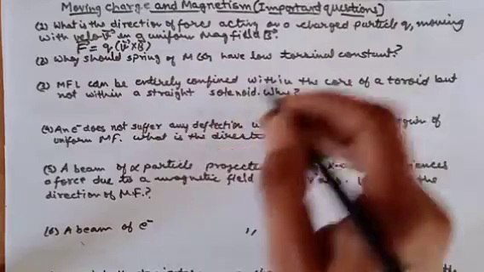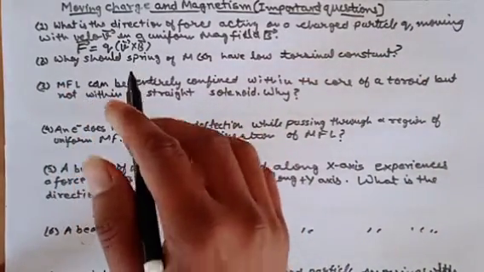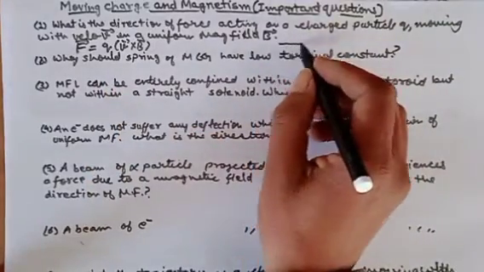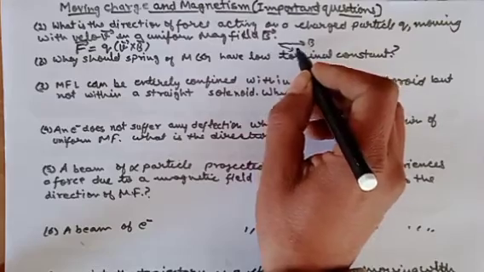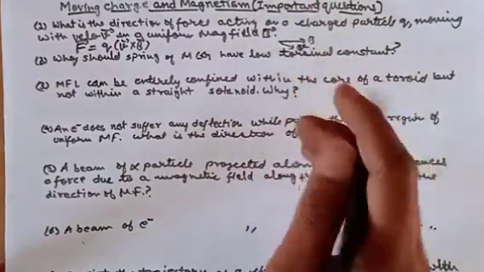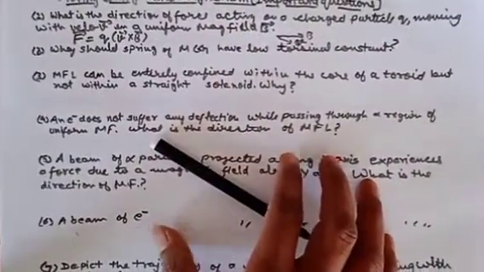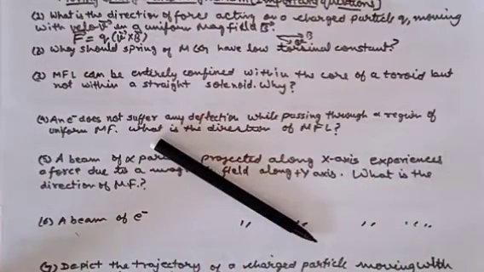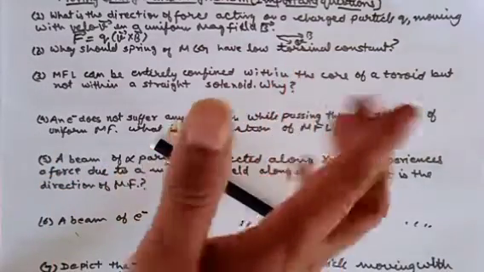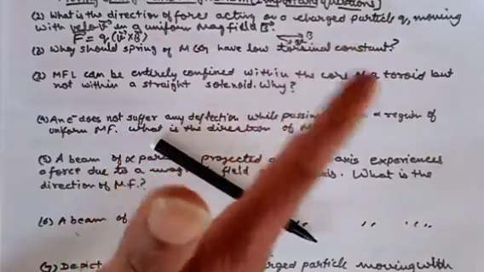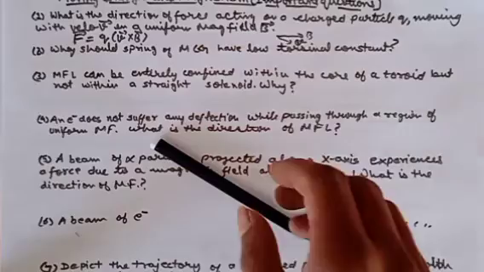Alright, it is not asked here, but the direction of force is given by the right hand thumb rule. If this is V and this is B, then V cross B. The order of V cross B is taken in this form. So this is called right hand thumb rule. These two vectors are in a plane, then curl the fingers along these two vectors, V cross B, and the direction of the thumb will show the force acting on it.